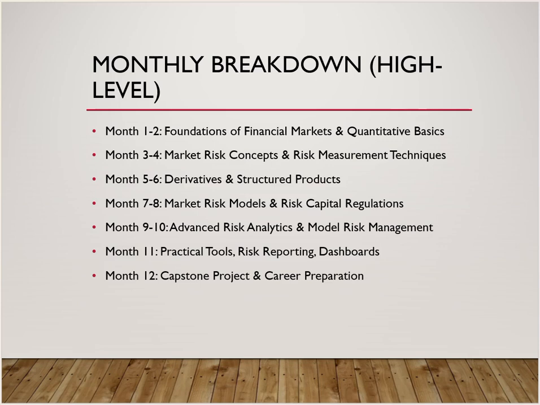And then in months 4 and 5 to 6, we will discuss derivatives and structured products, equity products, and how derivatives work: exotic options and vanilla options, like Bermudan options, European options, and Asian options. We discuss how all these derivative products work over the 5 to 6 months. And then we will move on to months 7 to 8, where we discuss the market risk model and the risk capital regulations.